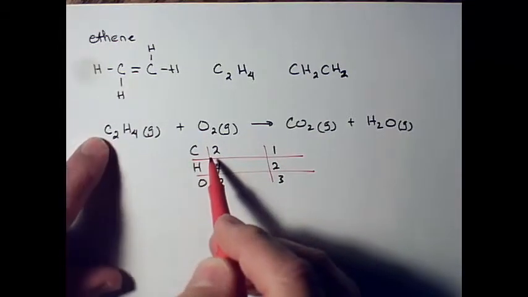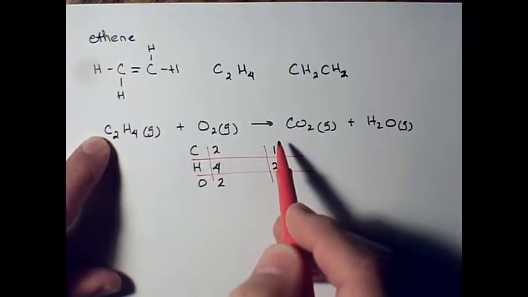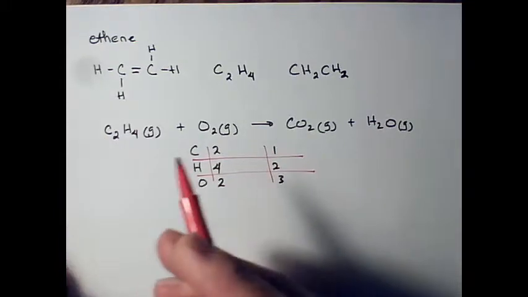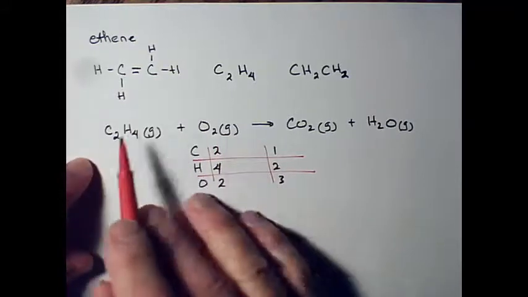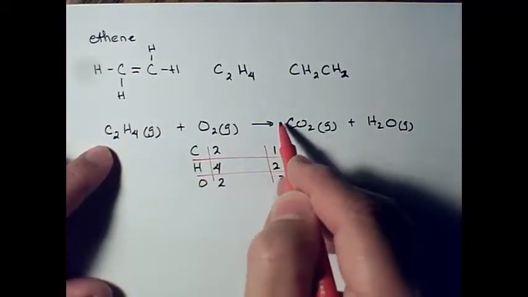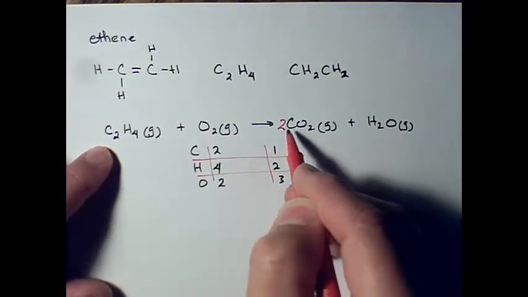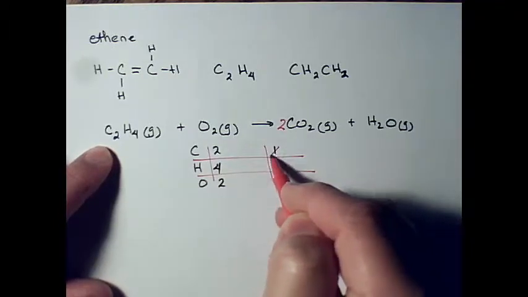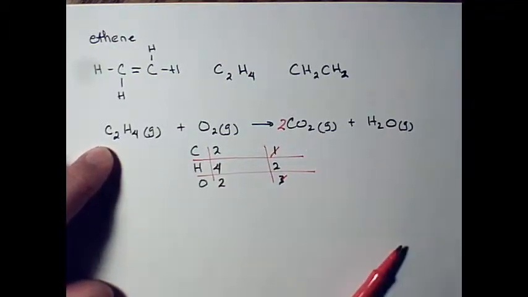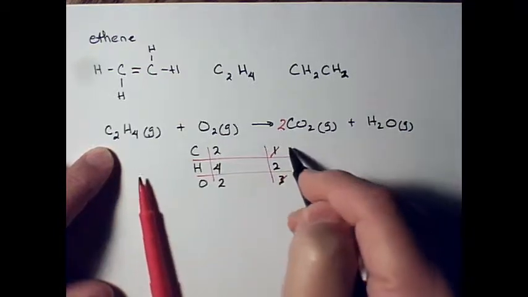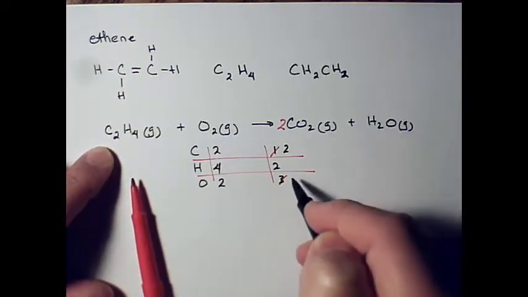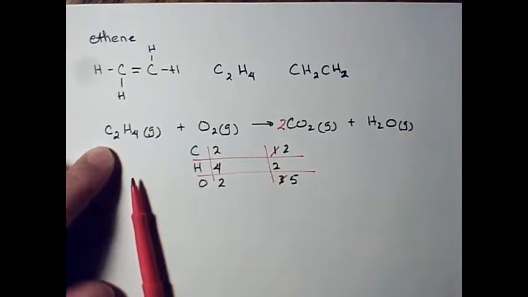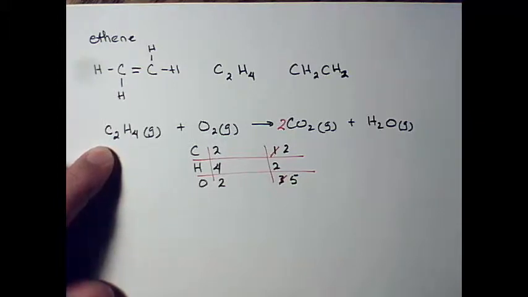I have 2 carbons on the left and 1 carbon on the right. We have to balance it because we want to follow the law of conservation of mass, so we have to have the same number of atoms on both sides. So I need 2 carbons here. That's the coefficient I can put there. That's going to change the number of carbons and oxygens. I now have 2 carbons, and I've got 2 times 2 or 4 oxygens here, plus the 1 oxygen here, so I've got 5 oxygens on the right-hand side. I want to save oxygen for last.